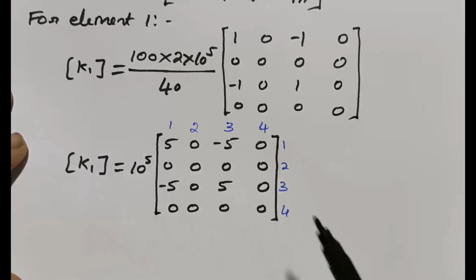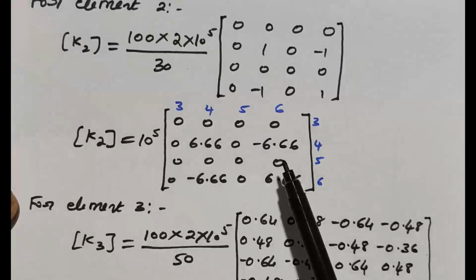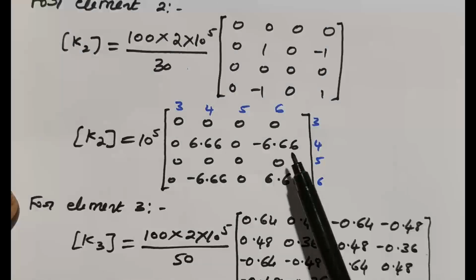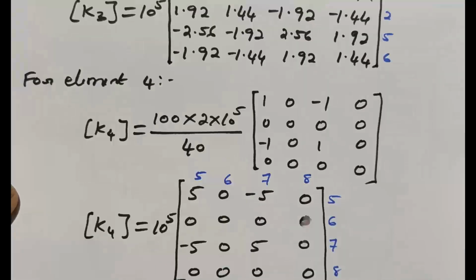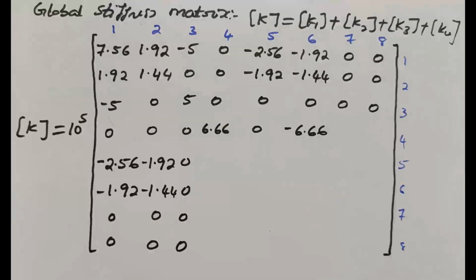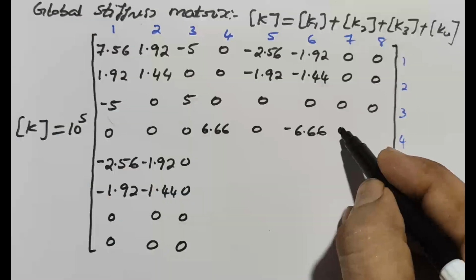Next, we need the element corresponding to 7 and 4. In K1, K2, K3 and K4, we don't have any element corresponding to 7 and 4. Therefore, the element corresponding to 7 and 4 is 0.